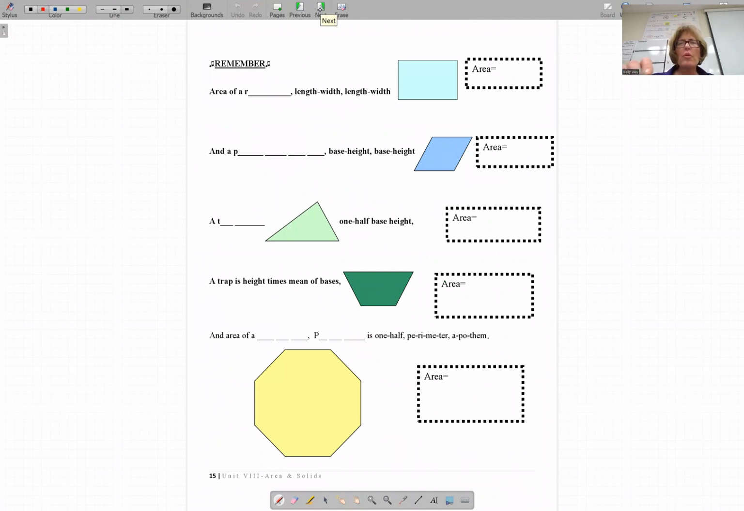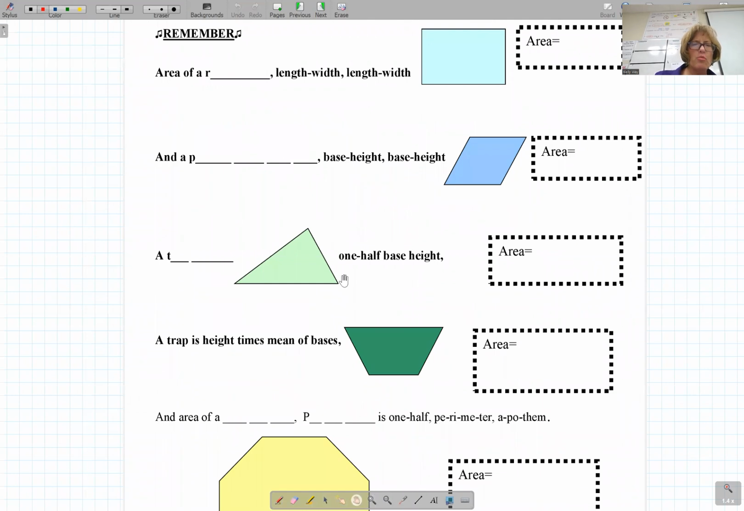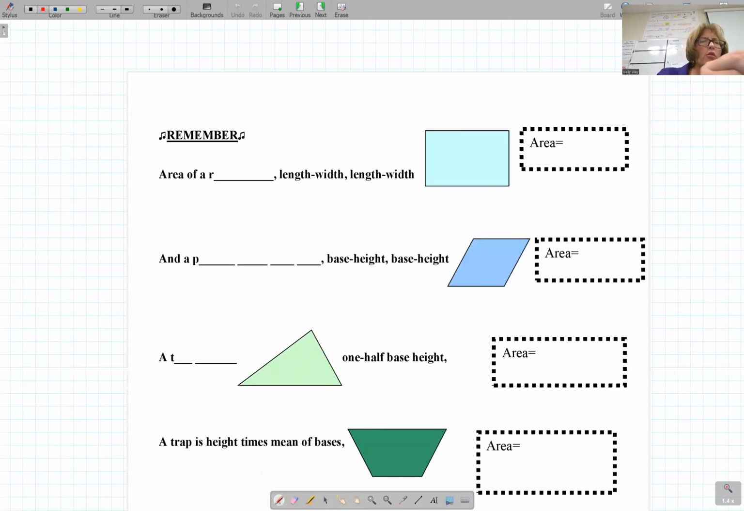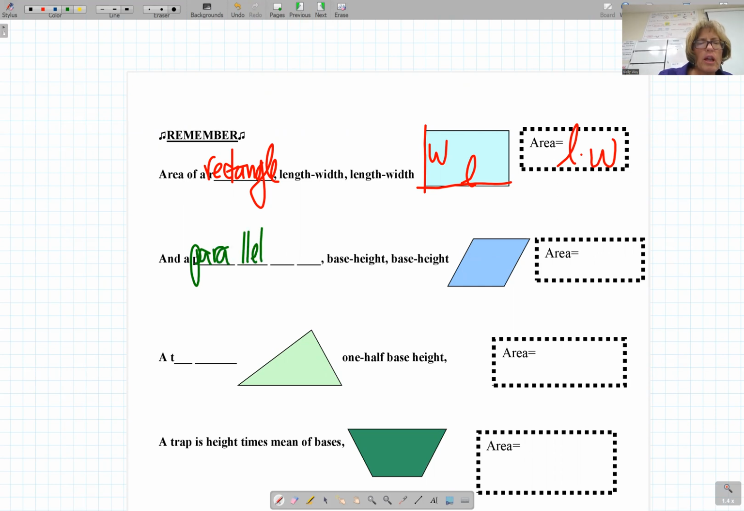And we have a song. We have so many equations here. Let's just write this out super quick. I promise it'll go fast. Area of a rectangle, length times width. Length times width. And a parallelogram, base times height, base times height.